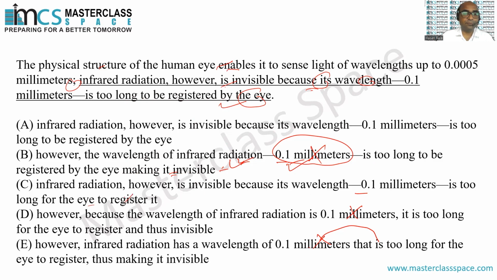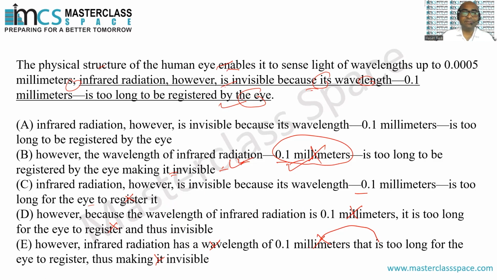Look here. For the eye to register, no, it should be get registered, right? Now, here it is too long for the eye to register. It should not be to register. The eye to register, no. Through the eye, it should get registered. Why? Because wavelength should get registered by the eye, thus making it invisible. What is making it invisible? It is called wavelength is too long for the eye. So look, meaning based, you can eliminate options. Now, even you are left with only option A.